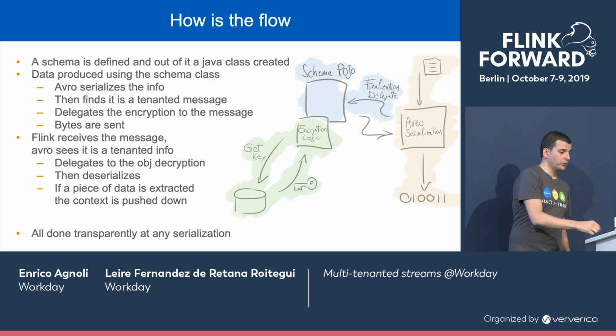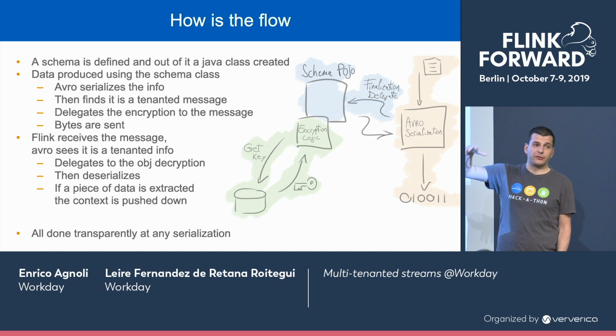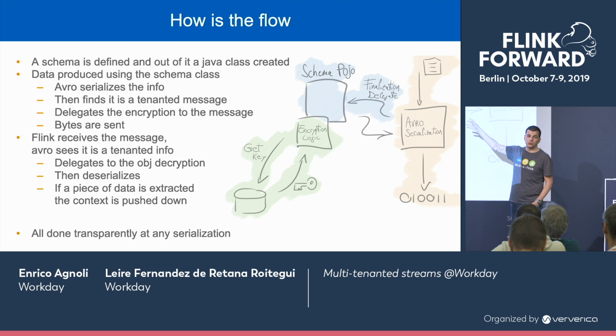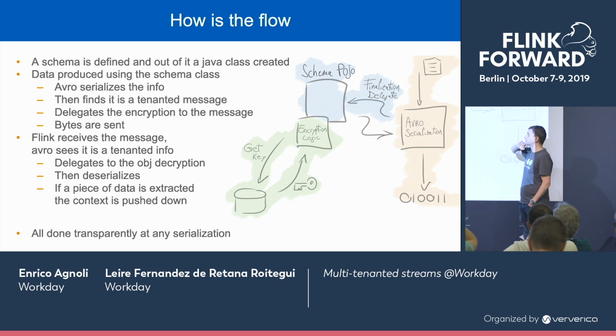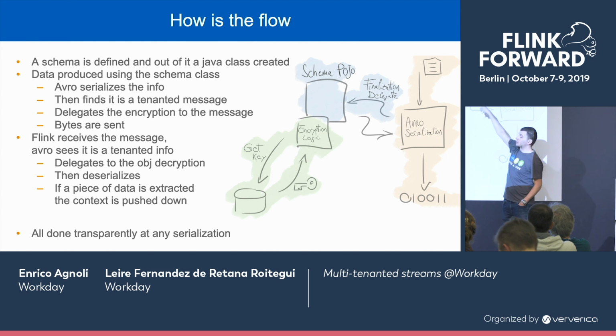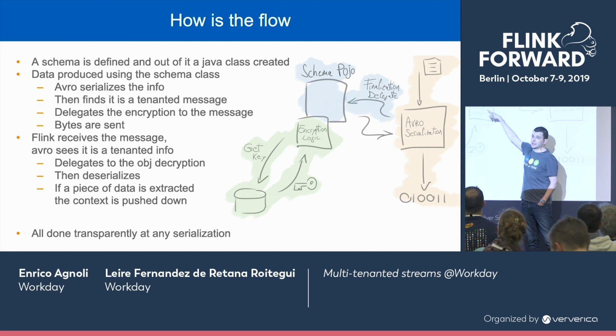So as a summary, let's review what we have done. What is the normal flow for us to develop? We start from a schema. We use our pipeline to generate POJO classes that are marked with tenant encryption. And then data are produced. The moment that serialization is required, AVRO serializes the information, sees that the class implemented in this object is of type serialized with tenant encryption, and so delegates the encryption to that class, which has the information about the tenant that created it.